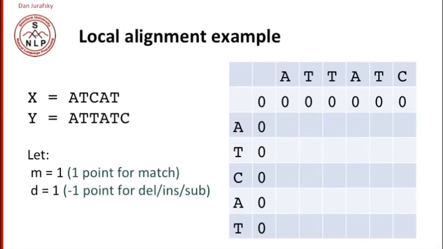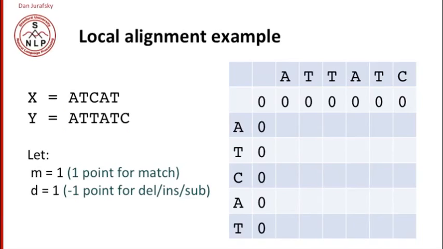So here's an example of local alignment. Let's imagine that we're getting one positive point every time 2 symbols match, and a negative point for any deletion, insertion, and substitution. And then let's look for all the local alignments between these 2 strings, ATCAT and ATTAT.